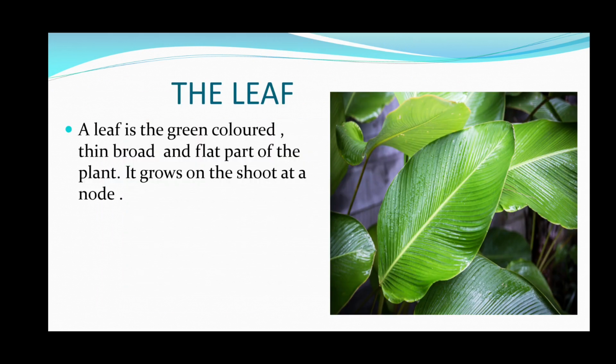Students, the leaf is a green colored, thin, broad and flat part of the plant. It grows on the shoot at a node, and the younger and smaller leaves can be seen on the upper part of the stem, whereas the older ones are at the lower part of the stem.